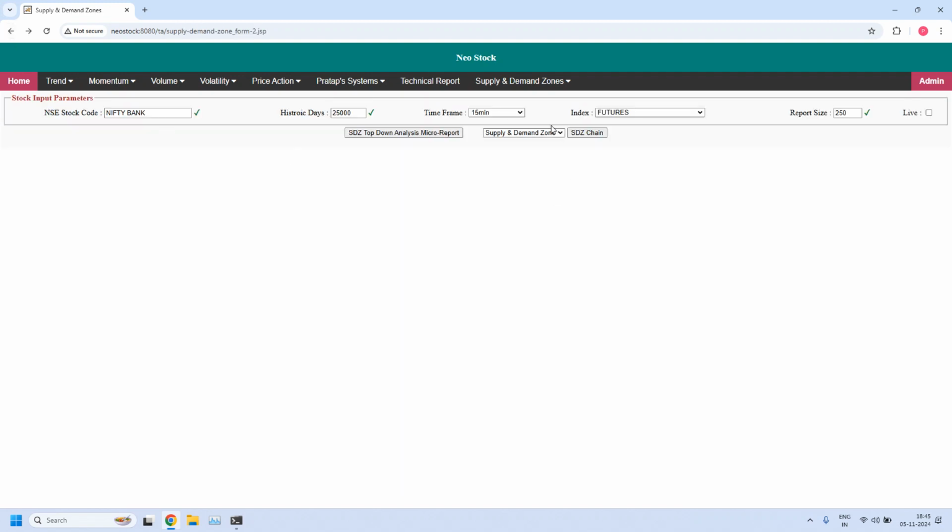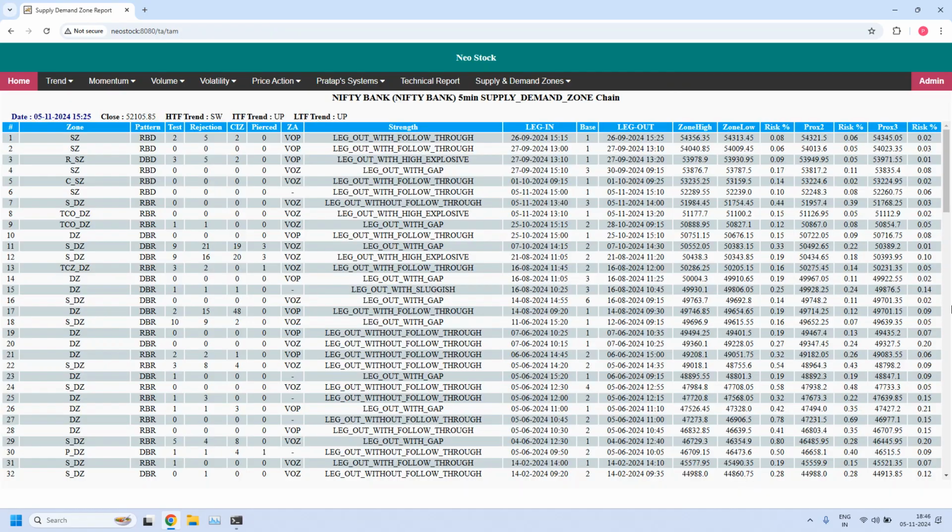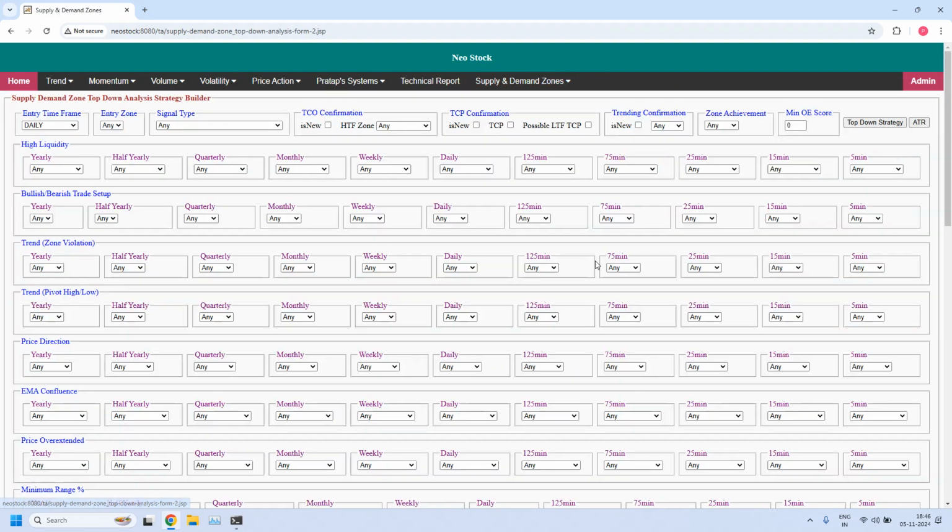The last time frame is 5 minutes, generating 5 minute supply demand zone chain for Bank Nifty. So this is about Bank Nifty supply demand zone chain. So the next set of reports are bullish and bearish trade setups for monthly, weekly, daily and hourly income trades.